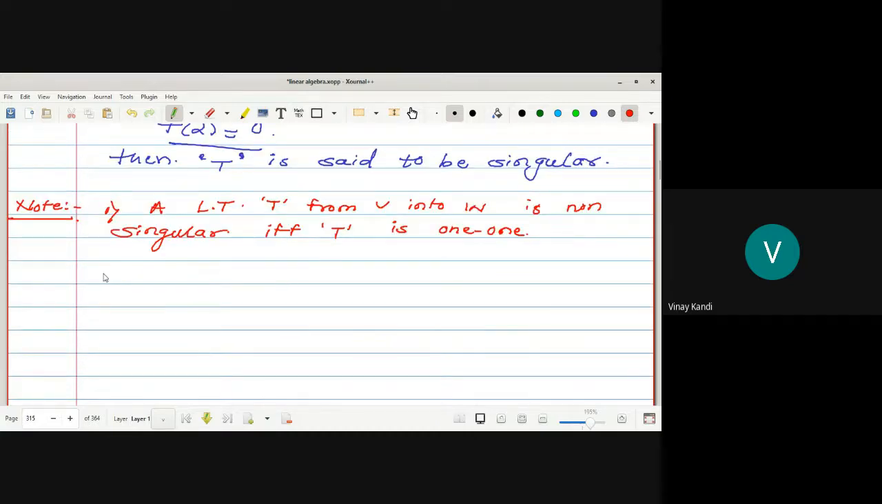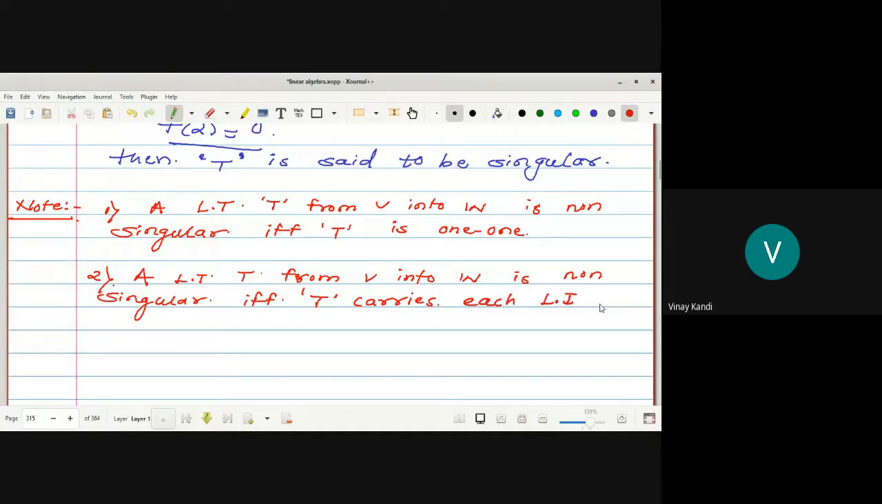a linear transformation T from V into W is non-singular if and only if T carries each linearly independent subset of V onto a linearly independent subset of W.